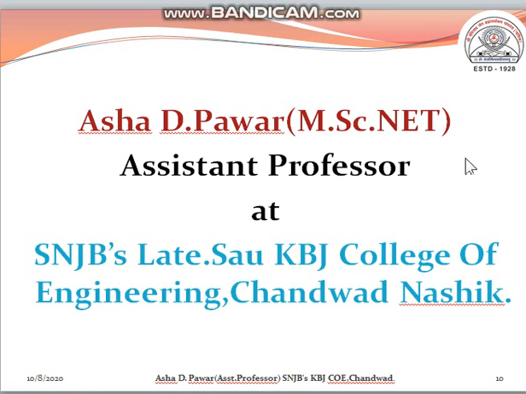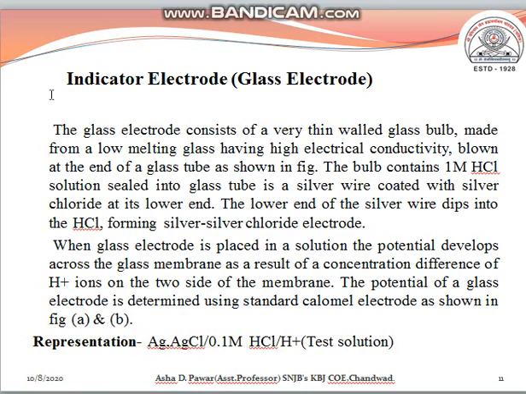Students, in the last session we learned the calomel electrode, that is the most commonly used secondary reference electrode. In today's session we learn the indicator electrode, that is the glass electrode. The glass electrode is the indicator electrode used along with the calomel electrode, generally for the determination of the pH, that is the H plus ion concentration of the solution.